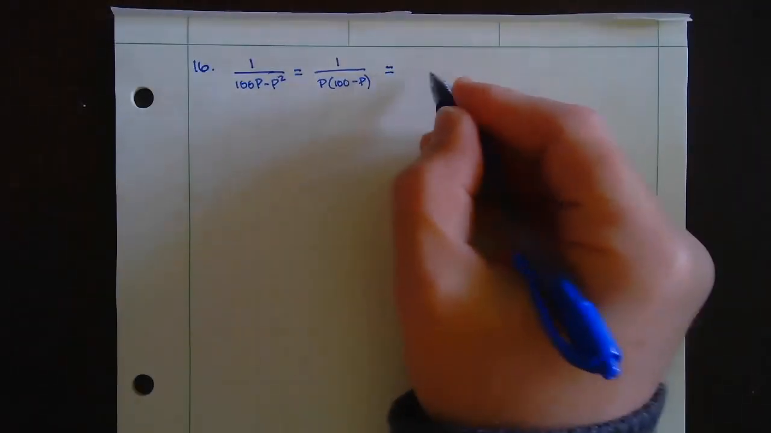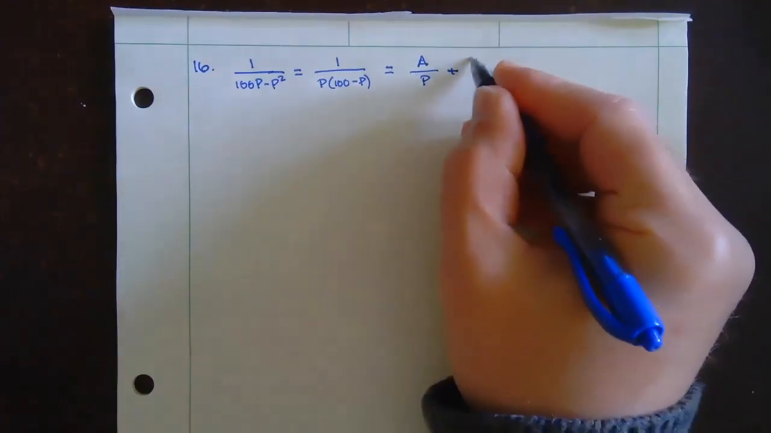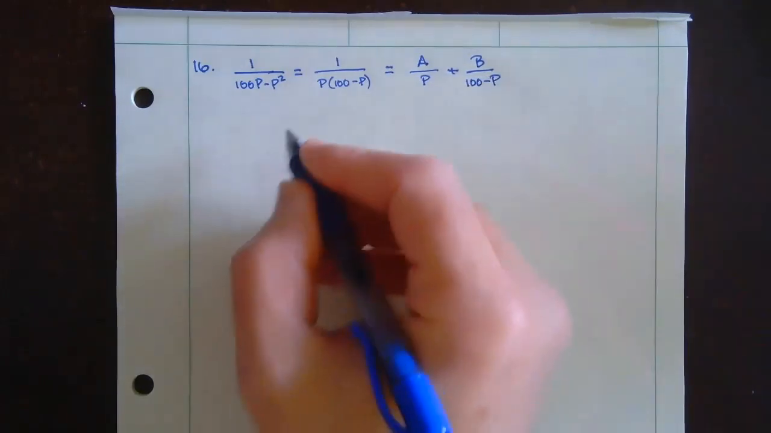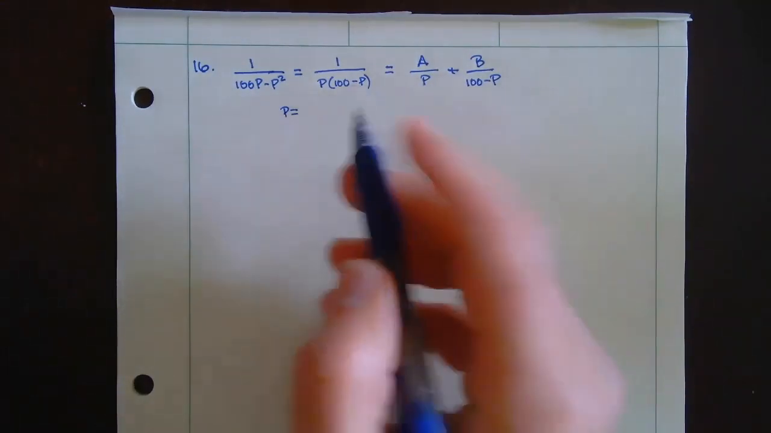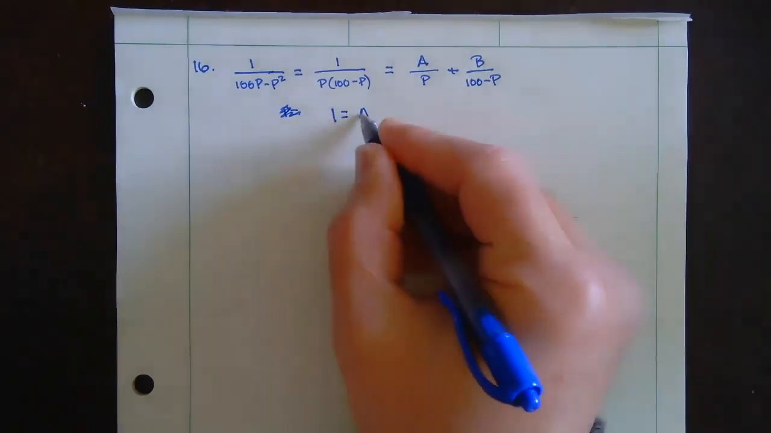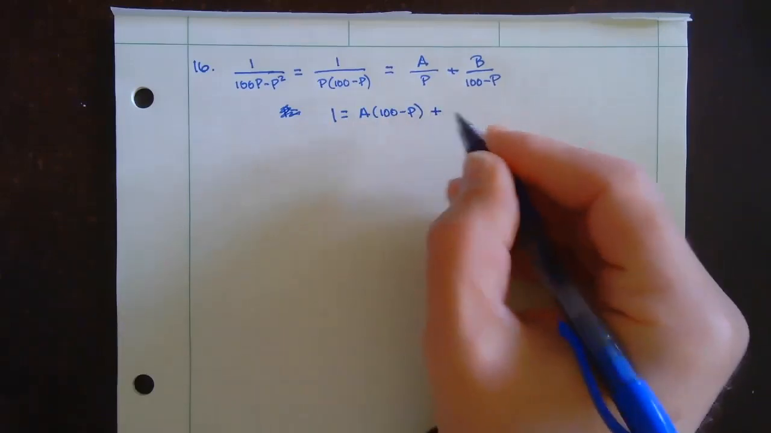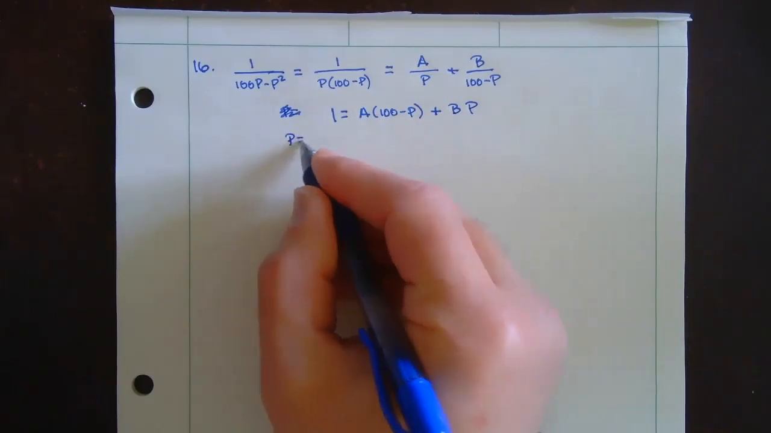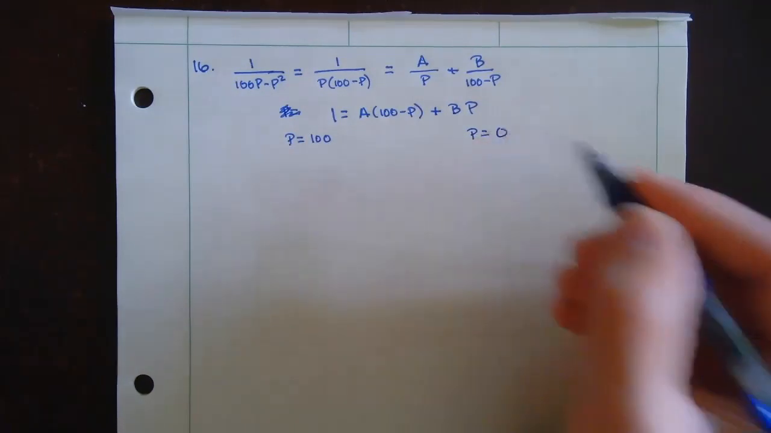Okay, so I know that this has to equal A over P plus B over 100 minus P, right? Actually, I want to clear out the fractions, so I take that back. This is going to be 1 equals A times (100 minus P) plus B times P, okay? So now we want P to be 100 and we want P to equal 0.